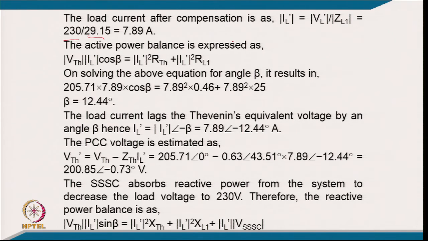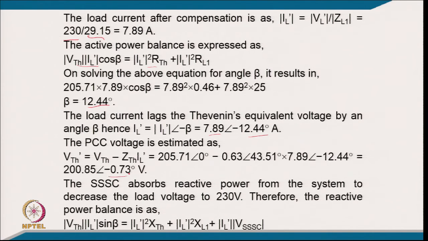And now we can have active power balance. The active power at the point of common coupling is the power consumed in the Thevenin resistance plus the power consumed in the load. So, solving this we get beta, equal to the angle of power factor, 12.44 degree, and the load current lags the Thevenin voltage. So, the current comes 7.89 at the angle of minus beta, 12.44 ampere, with the new Thevenin voltage VTH and the current IL.